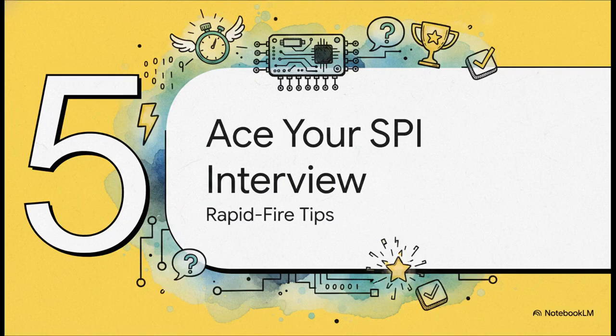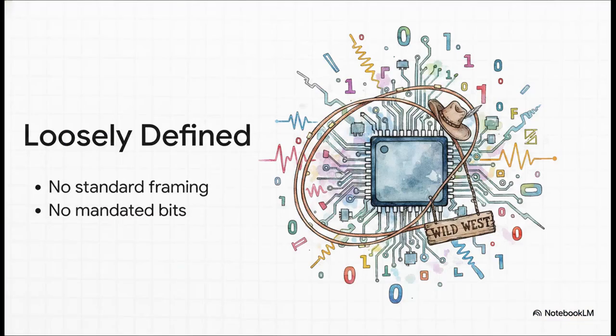Finally, Section 5. Ace your SPI interview. Some rapid-fire tips. Now, a super common technical interview question centers around SPI's strict timing rules, or its signal integrity standards. When they ask you this, your answer should be that SPI is famously loosely defined. Unlike a lot of other strict protocols, SPI has no standard data framing. You could send just 1 byte, or you could hold the CS line low and stream 1,000 bytes. There's no mandated bit order either. It's entirely implementation dependent whether you send the least significant bit first or the most significant bit first.